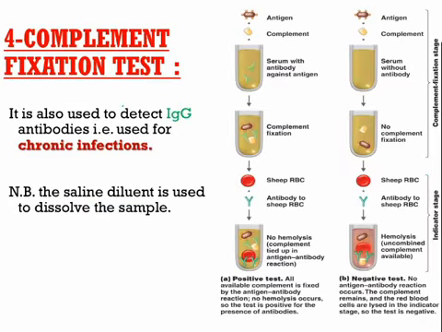The fourth test is the complement fixation test. This test is used to detect IgG antibodies, and it also indicates chronic infections. We're not going to explain this test again. You have studied this test in virology in first term, so you can go through the picture, which explains everything. The saline diluent is used to dissolve the sample. Just forget about this, not important.